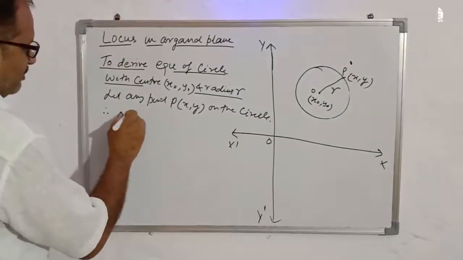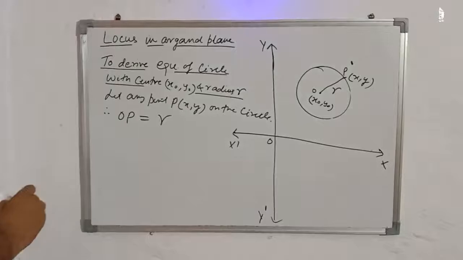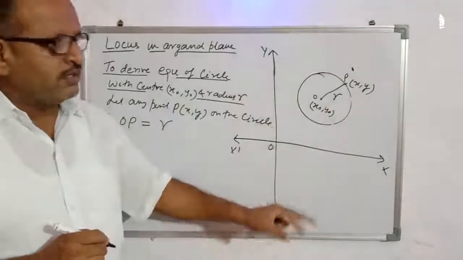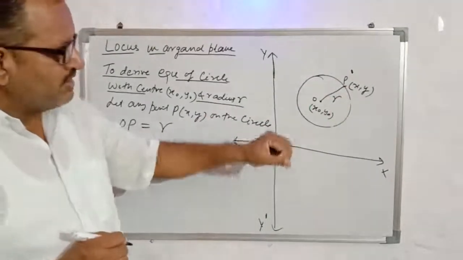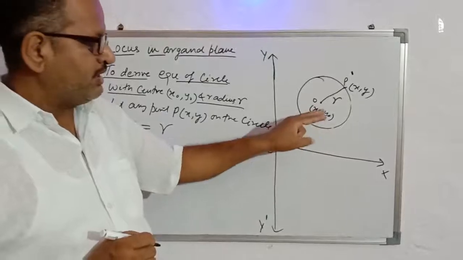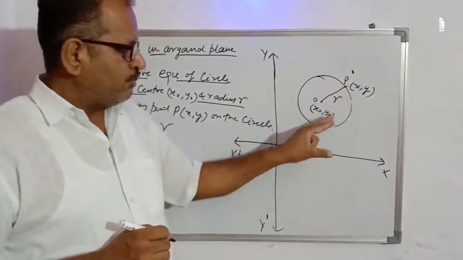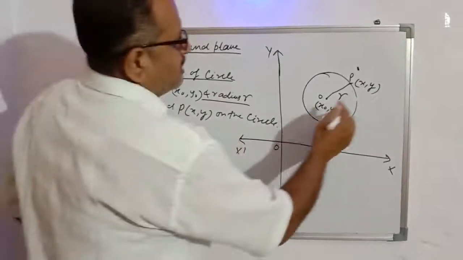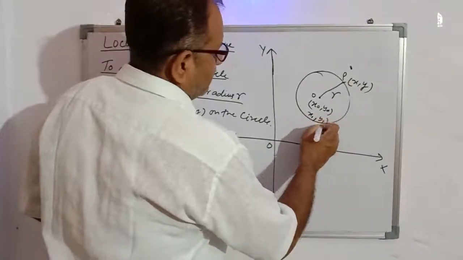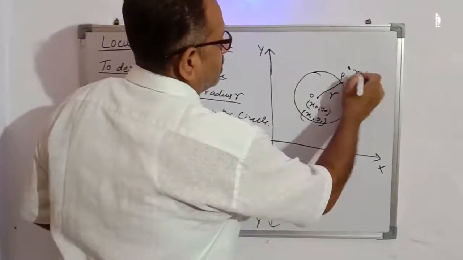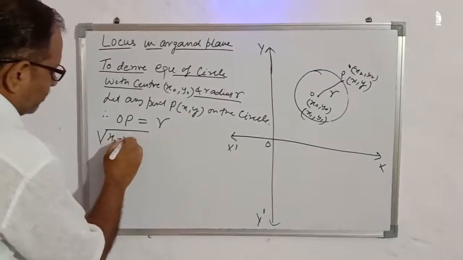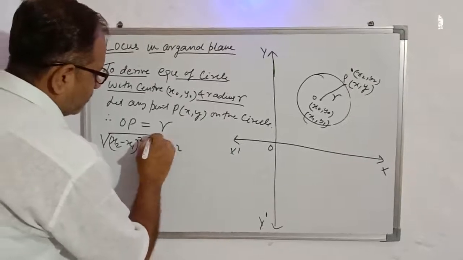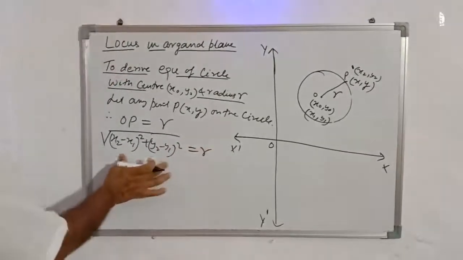So what will be OP? OP will be the radius r. How can we find OP? Using the distance formula. You have studied the distance formula in class 9th, coordinate geometry. Suppose one point is (x1, y1) and the other is (x2, y2). So the distance formula is the square root of (x2 minus x1) whole square plus (y2 minus y1) whole square. This is the distance formula.